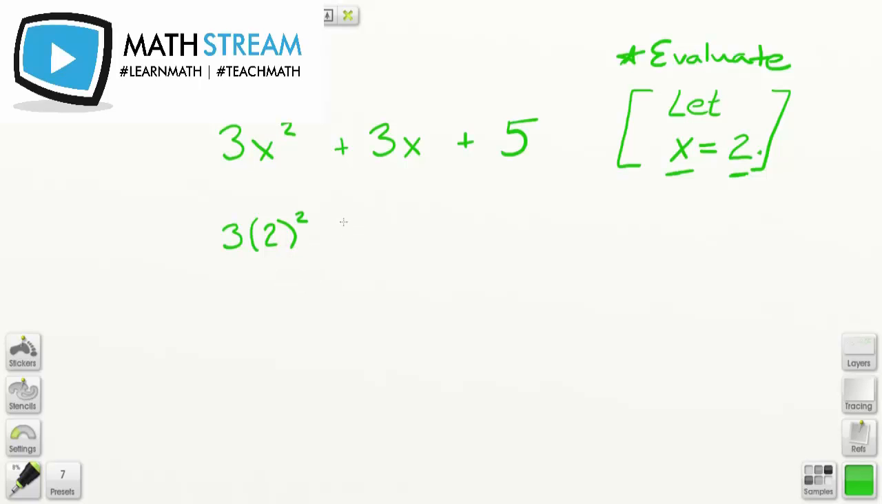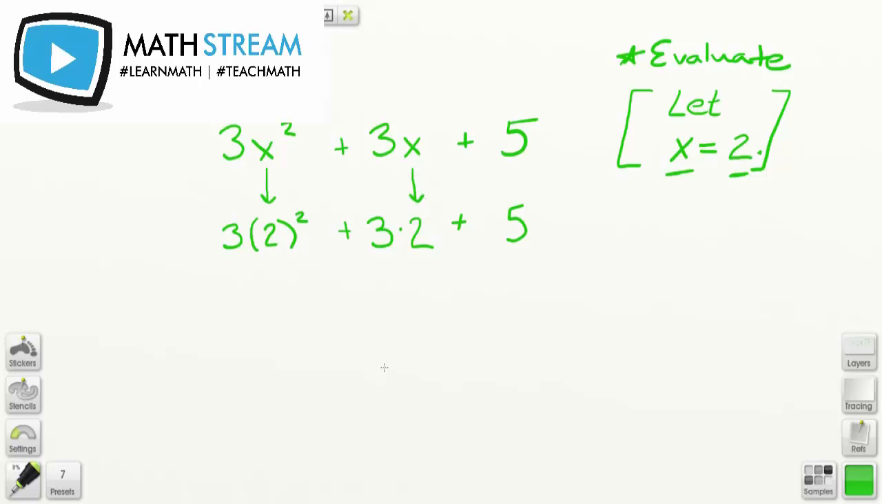Okay, I look at the second term. I have 3x, so I'm going to turn that into 3 times 2. So instead of 3x, I have 3 times 2. Plus, my final term is just a 5. So there's no x, there's nothing I can substitute, so I just let it be 5. So I have the same exact expression, except everywhere that there was an x, I'm putting a 2.